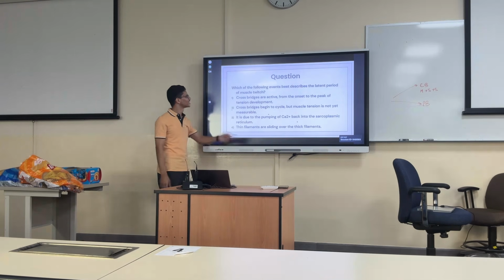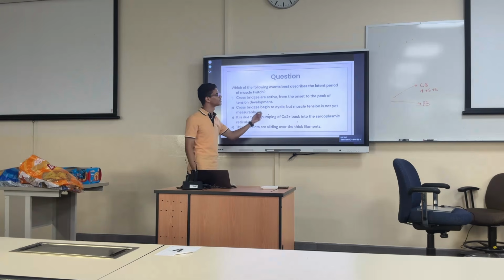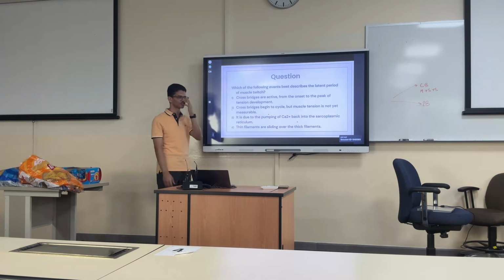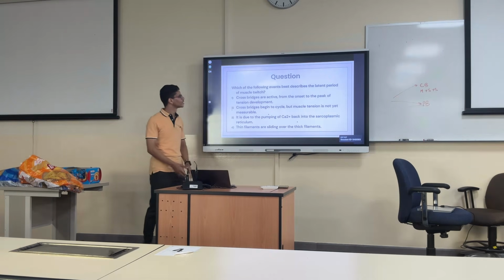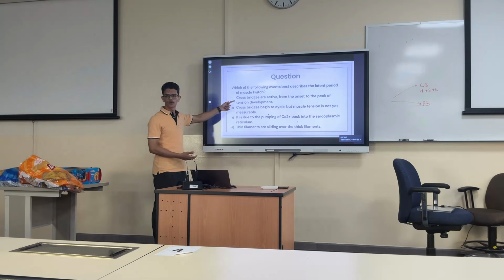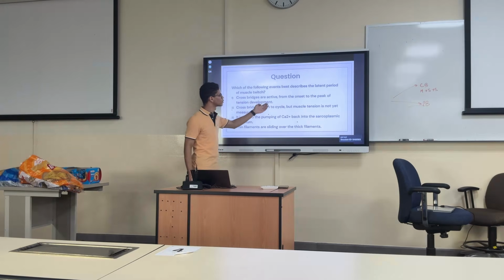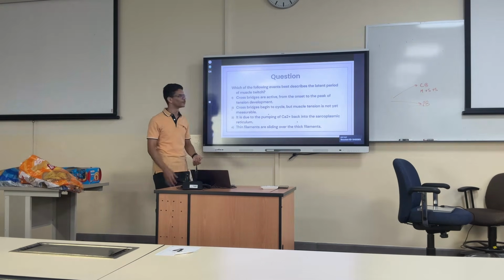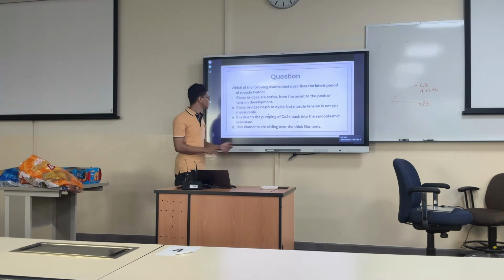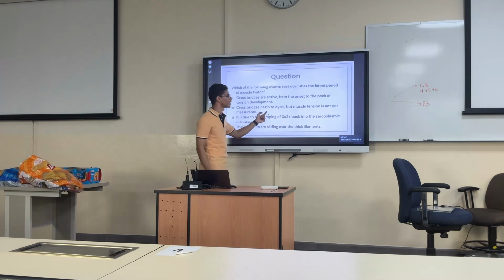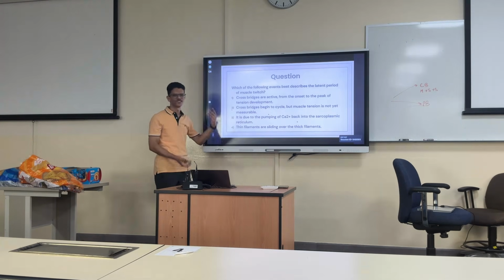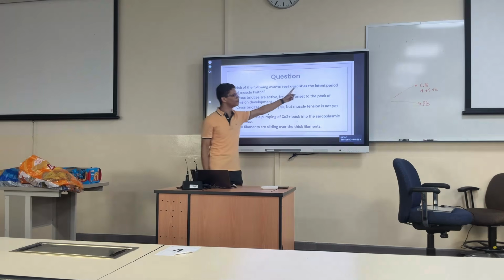So here we have a question. Which of the following events best describes the latent period of muscle twitch? Which one? The first one? Cross bridges are active from the onset to the peak of tension development. Okay, what do you think? Two: cross bridges begin to cycle, but muscle tension is not yet measured. So yeah, it's 2.